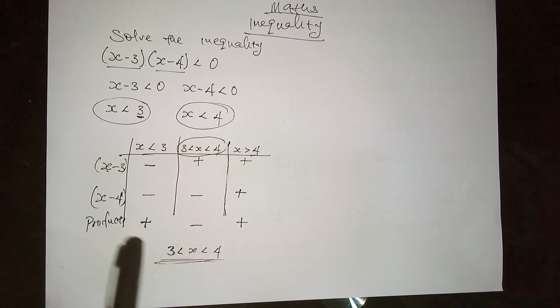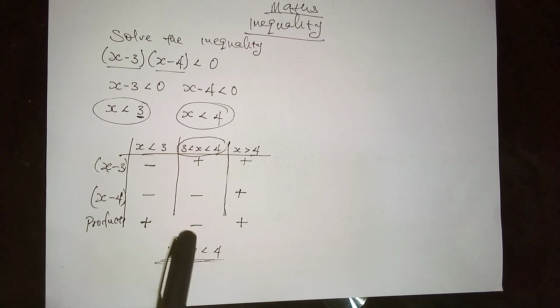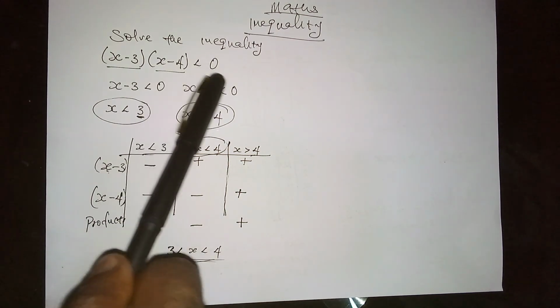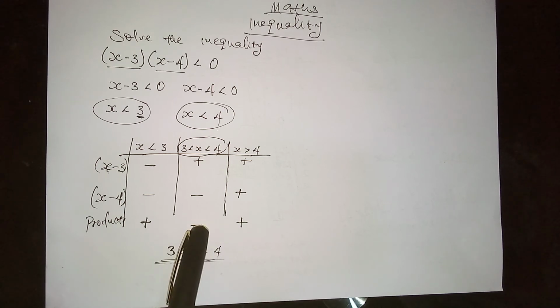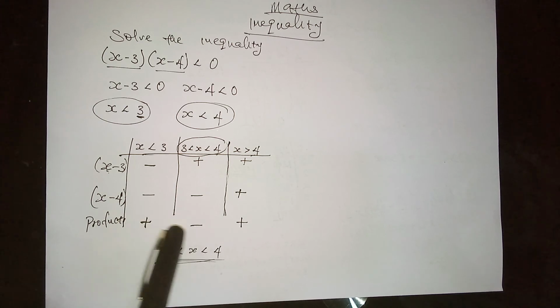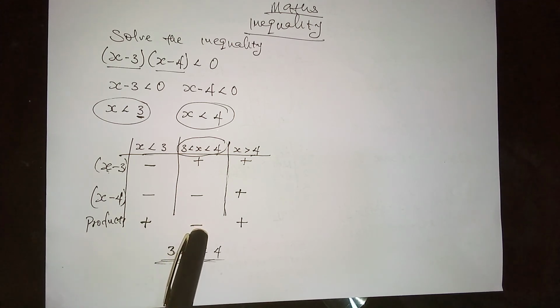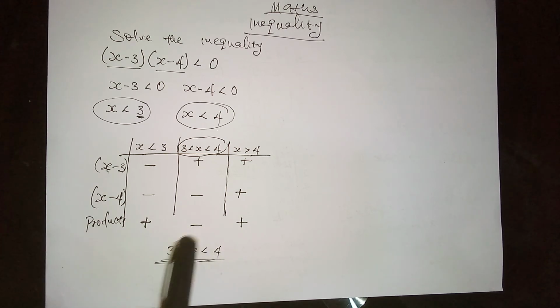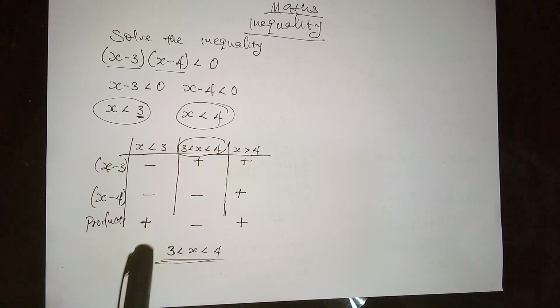So the range of values that will satisfy this inequality, as we have less than 0, is the range of the negative product. What we are looking for is numbers less than 0, and anything less than 0 is negative. So we'll have this as the range that will satisfy this inequality.